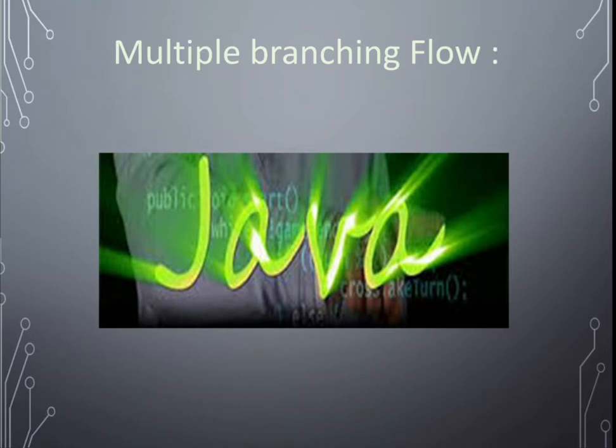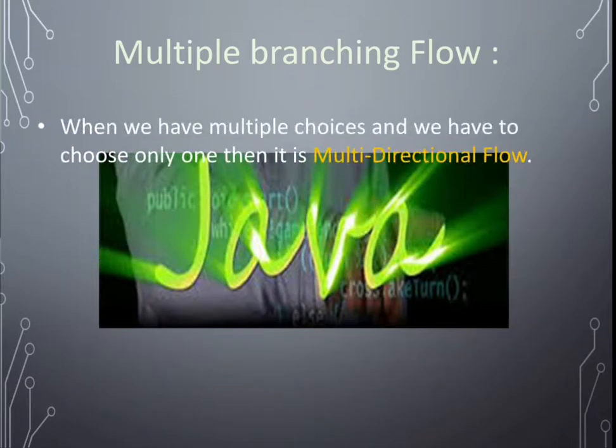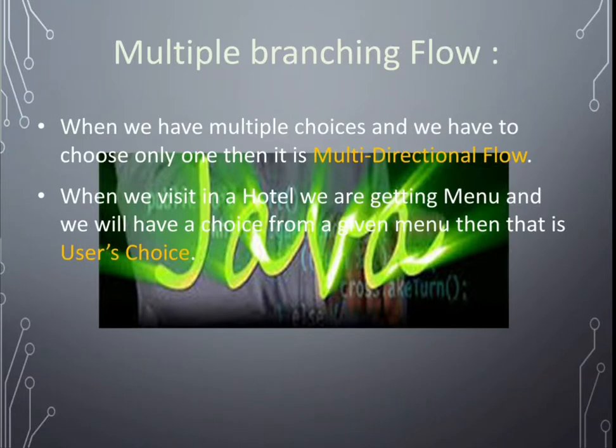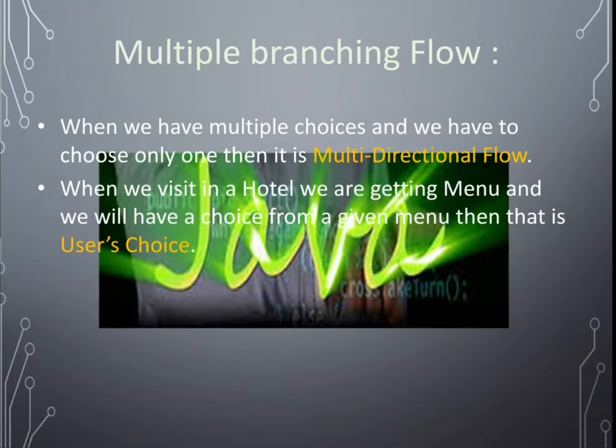I want to discuss multiple branching flow: when we have multiple choices and we have to choose only one, then we have to use multiple directional flow. When we visit a hotel, we get a menu, and we make a choice from the given menu. That is the user's choice. Whatever we ordered, we get that much only.